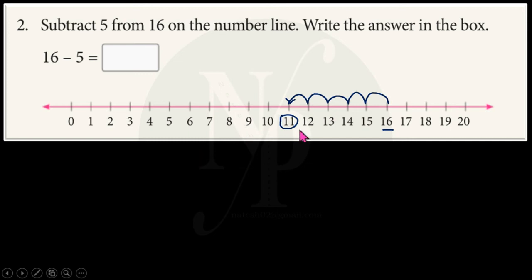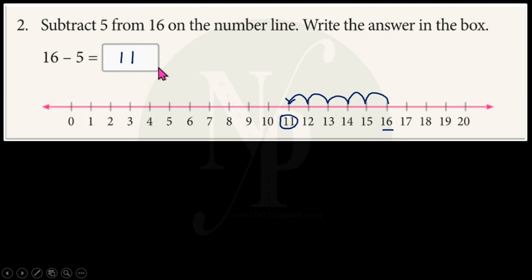So we have circled the answer, or the difference we get. Also we should write this number in the box. A box is given and we are instructed to write the answer in the box. So we should write the answer we get in the box. So let us write 11 in this box also. 11. That is, 16 minus 5 is equal to 11.